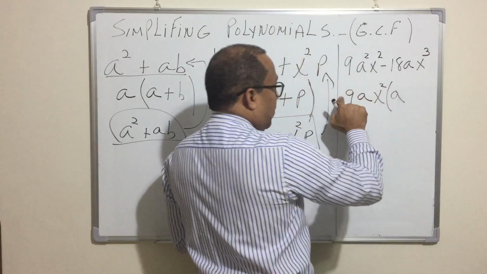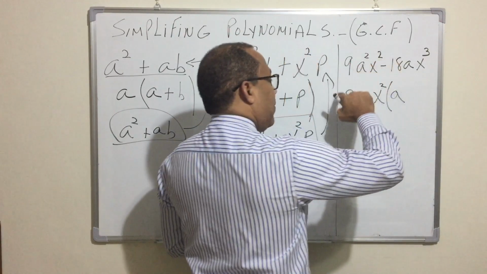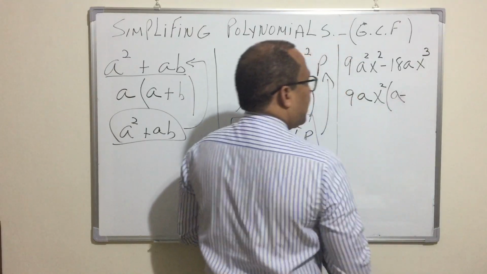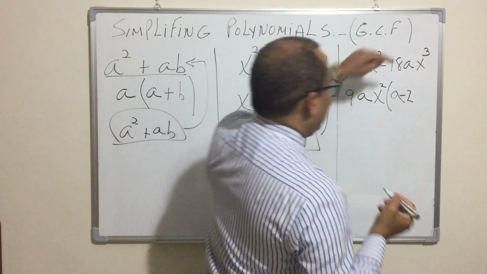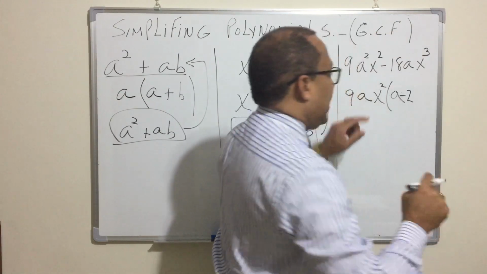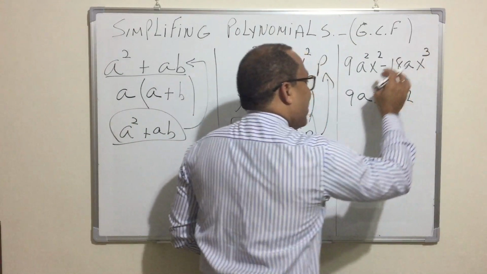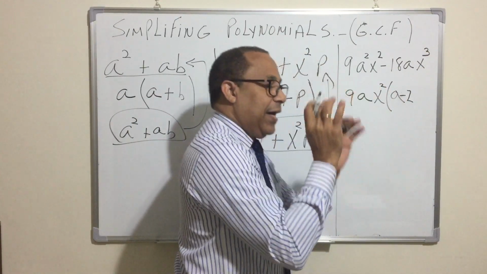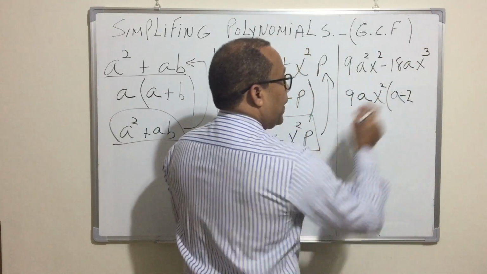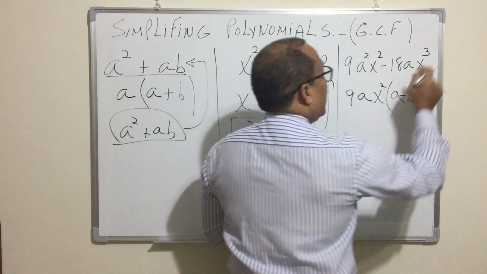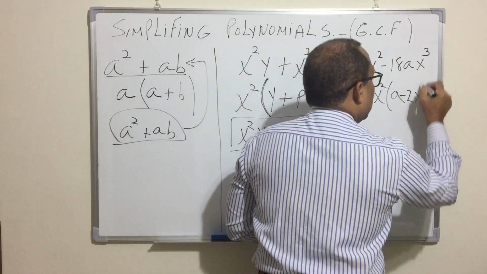Negative divided by positive. Negative divided by positive is negative. 18 divided by 9 is 2. a divided by a is 1, because 1 minus 1 is 0, and a to the 0 is 1. So the a cancels out. x to the third divided by x to the second. 3 minus 2 equals 1. So it's x to the 1.